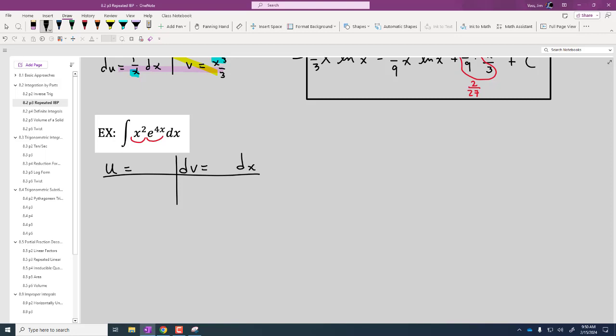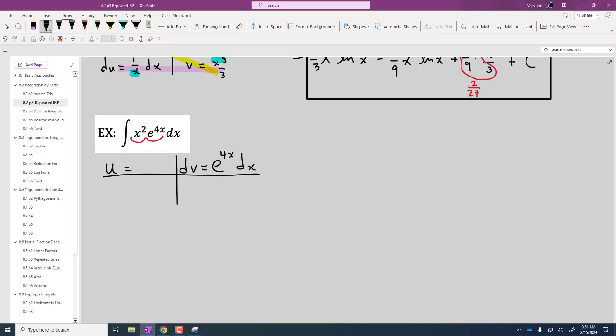e to the 4x, I would say, is harder to integrate than x squared. So with that mentality, my first choice would be to put e to the 4x right here, the biggest piece that's easily integrable. And thinking categorically, integrating an exponential is harder than integrating a polynomial. Polynomials are the easiest things to integrate.